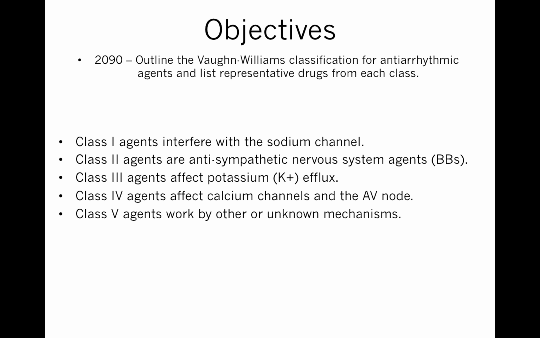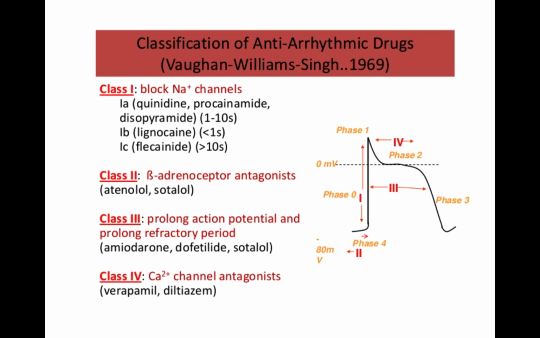One of the objectives is to outline the Vaughan Williams classification for antiarrhythmic agents. Class 1 agents interfere with the sodium channel. Class 2 are antisympathetic agents, so beta blockers. Class 3 affect the potassium channels, and class 4 affect the calcium channels, so calcium channel blockers. And class 5 agents work by other or unknown mechanisms. Here's exactly where the different classes of agents act. So depending on which channel the agent will affect, it will act on different phases of the action potential.